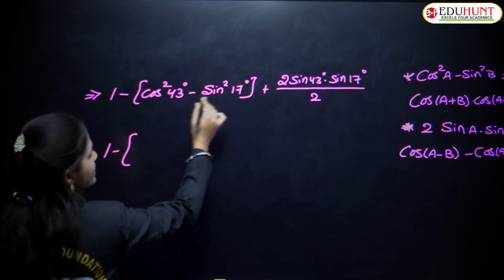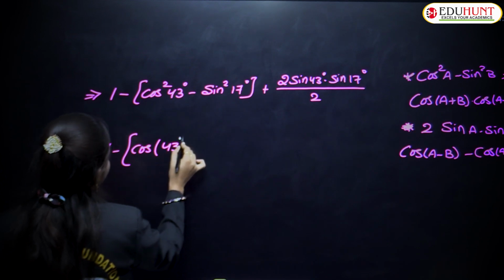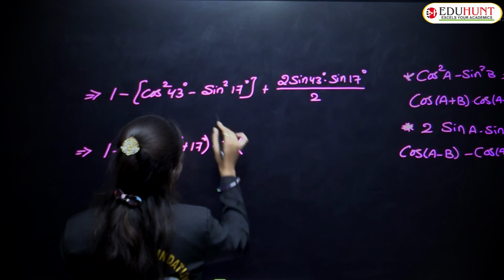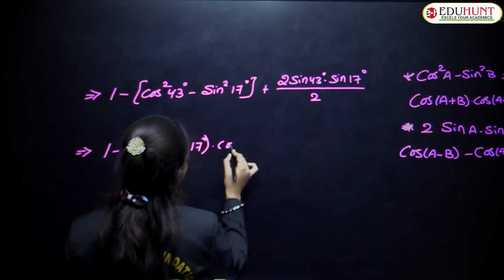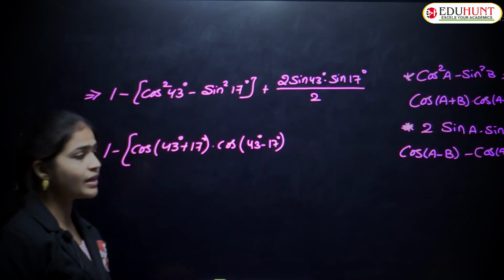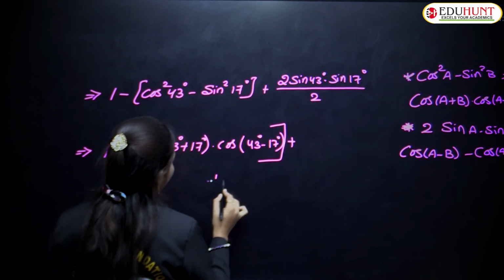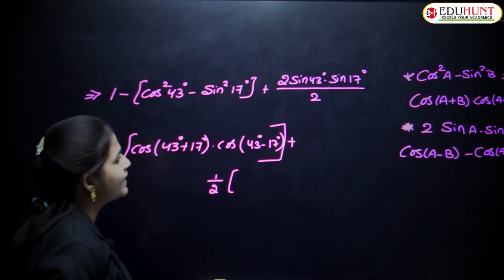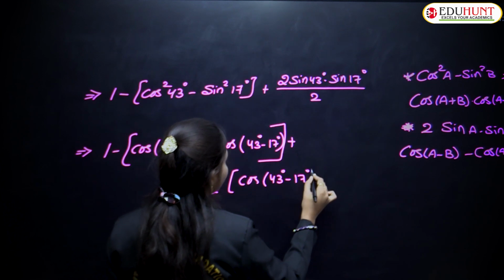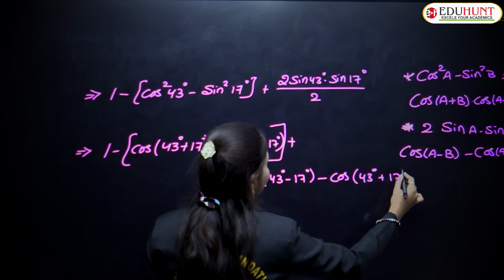1 minus of cos square a minus sine square b, so cos of a plus b, that is 43 degrees plus 17 degrees, into cos of a minus b, that is 43 degrees minus 17 degrees. Brackets closed. Plus this one we can write as 1 by 2 into 2 sin a sin b, so cos of a minus b, which means cos of 43 degrees minus 17 degrees, minus cos of a plus b, so 43 degrees plus 17 degrees.